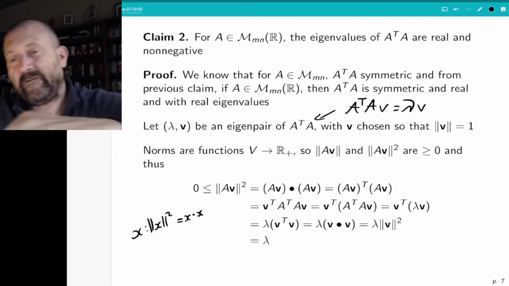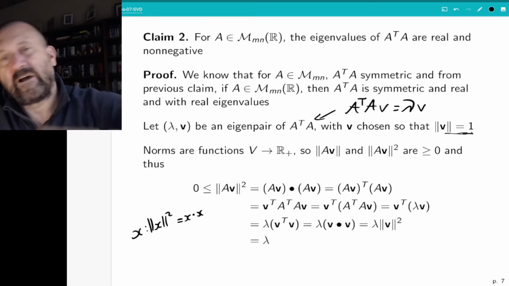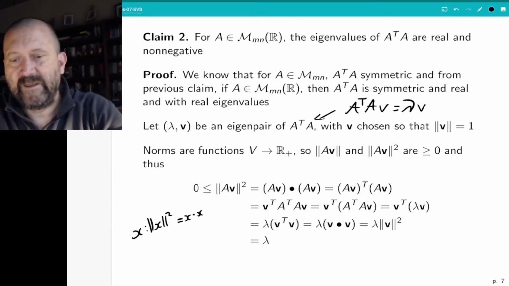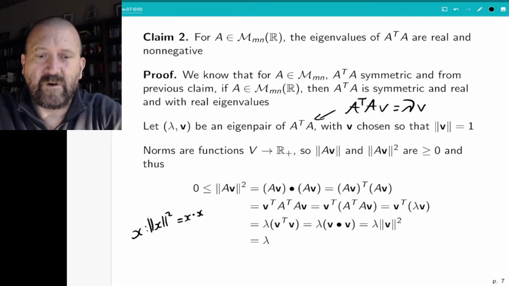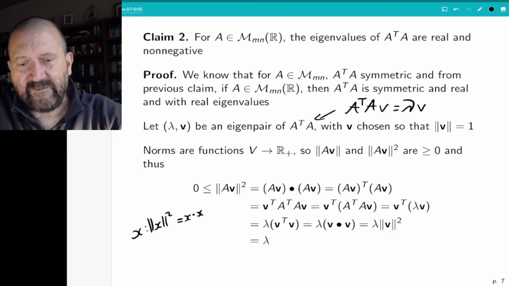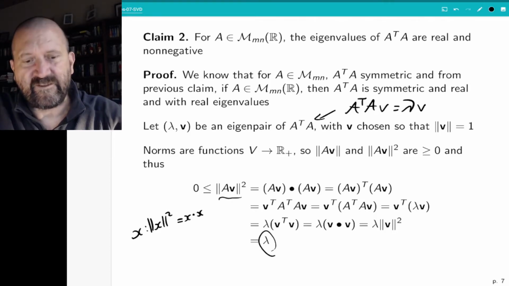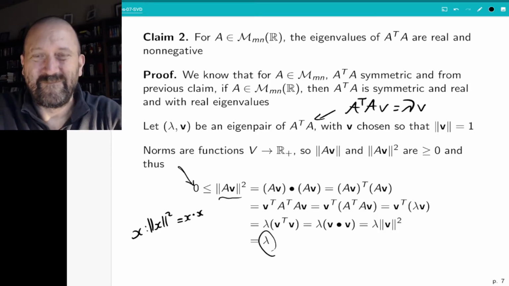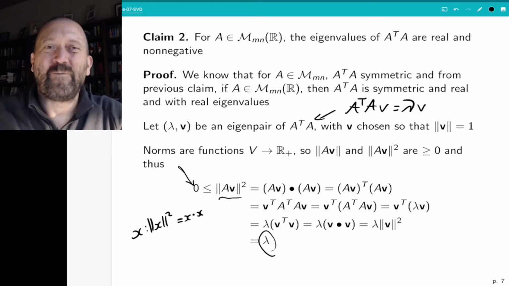I've chosen V to have a norm of 1, so that V squared here is equal to 1. And so what I get is that lambda, which equals this, is non-negative. Okay, so that was an easy claim to prove. And as you can see, these are simple manipulations of matrices.